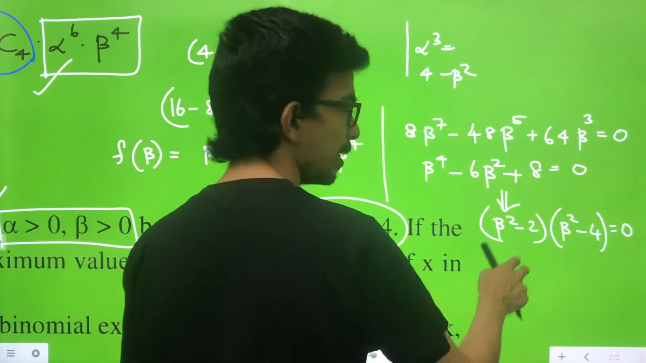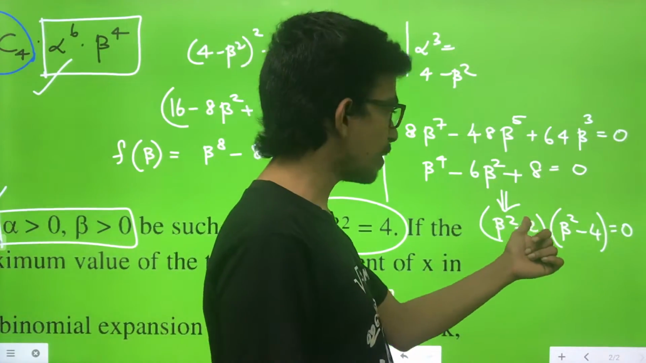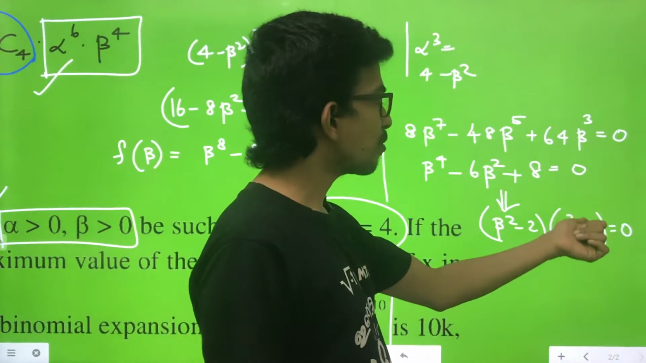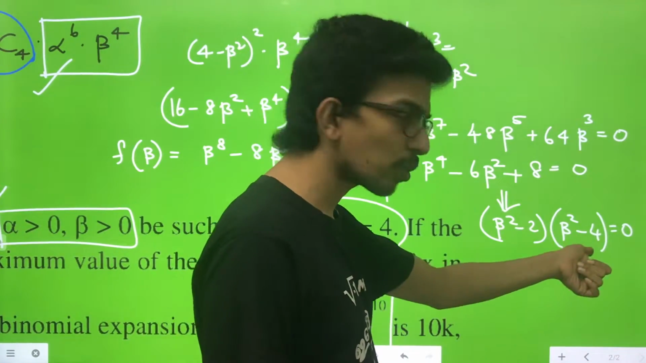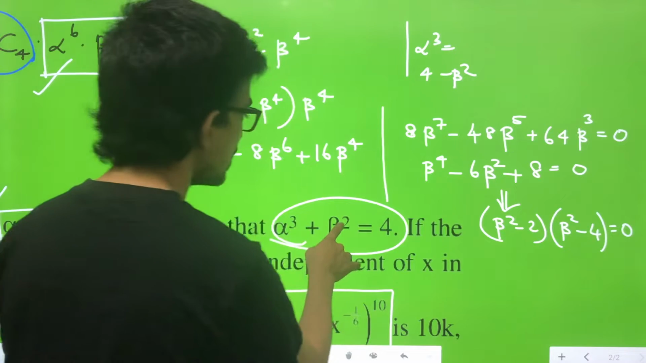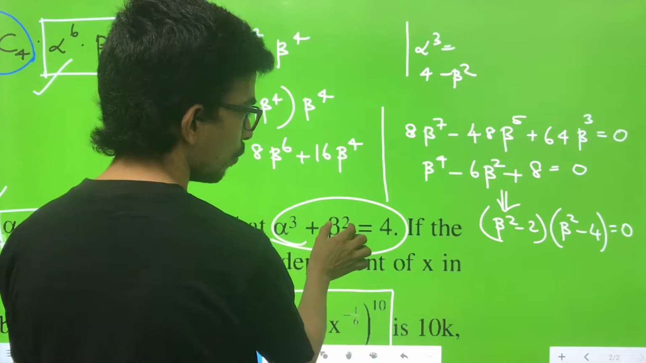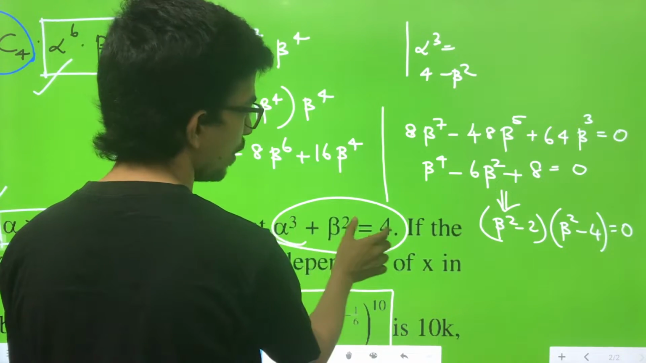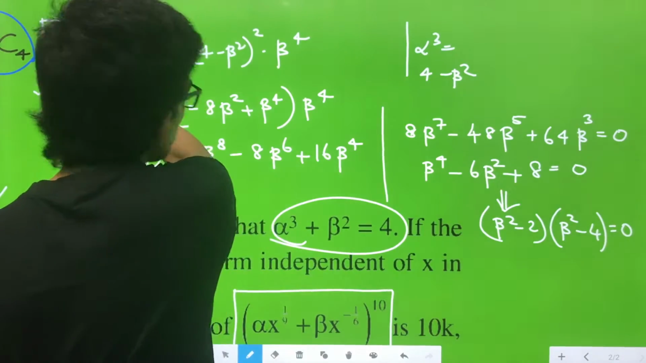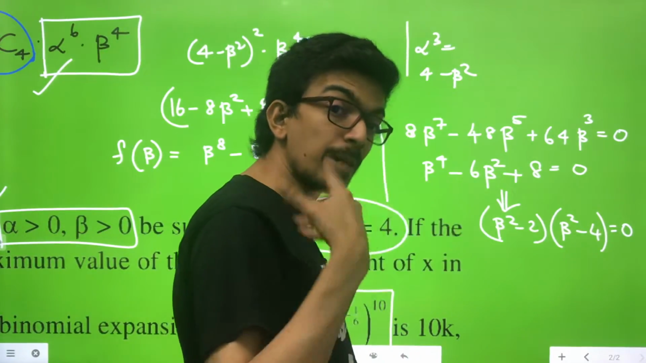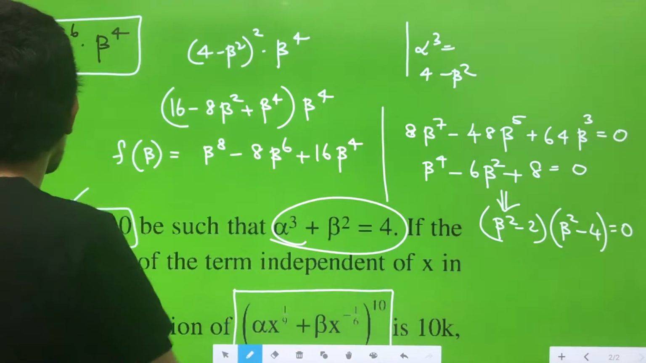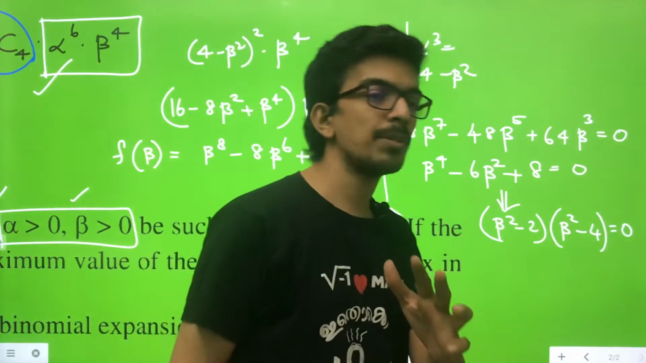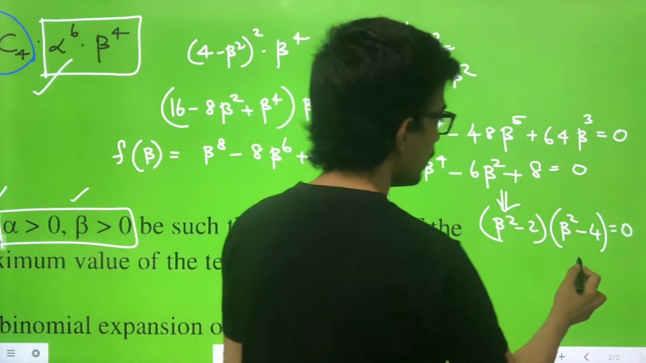We have two possibilities: beta square is equal to 2 and beta square is equal to 4. When beta square is equal to 4, what happens? Alpha cube becomes 0 and this expression is going to become 0. So that will take the minimum value. Anyway, it is given that they cannot be 0, so this value we cannot take.